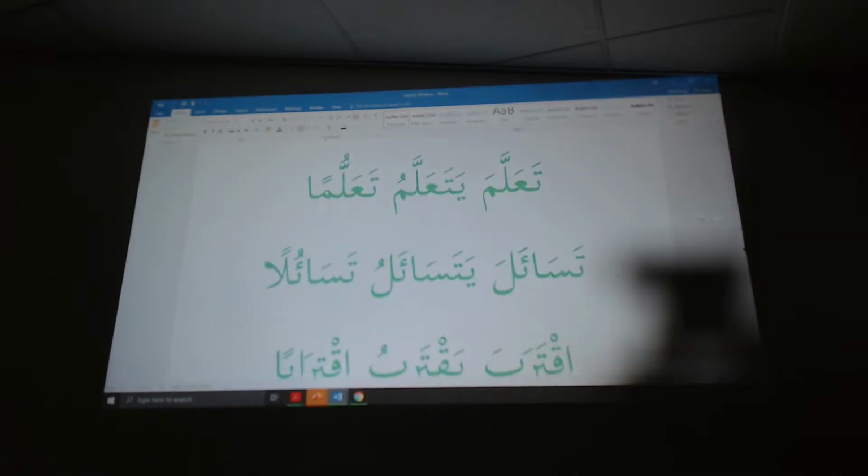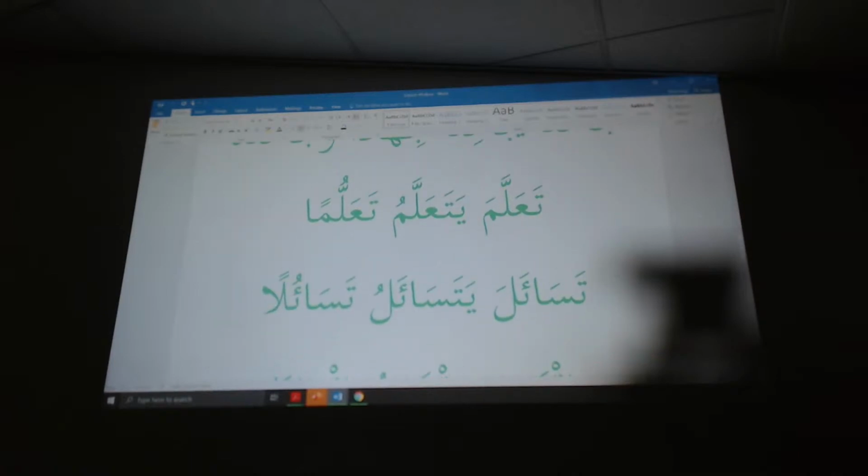Those three families, easy, no issues with that. Next two families, you got to remember they start with ta. These are your ta families. So ta'allama and tasa'ala are your ta families, right?